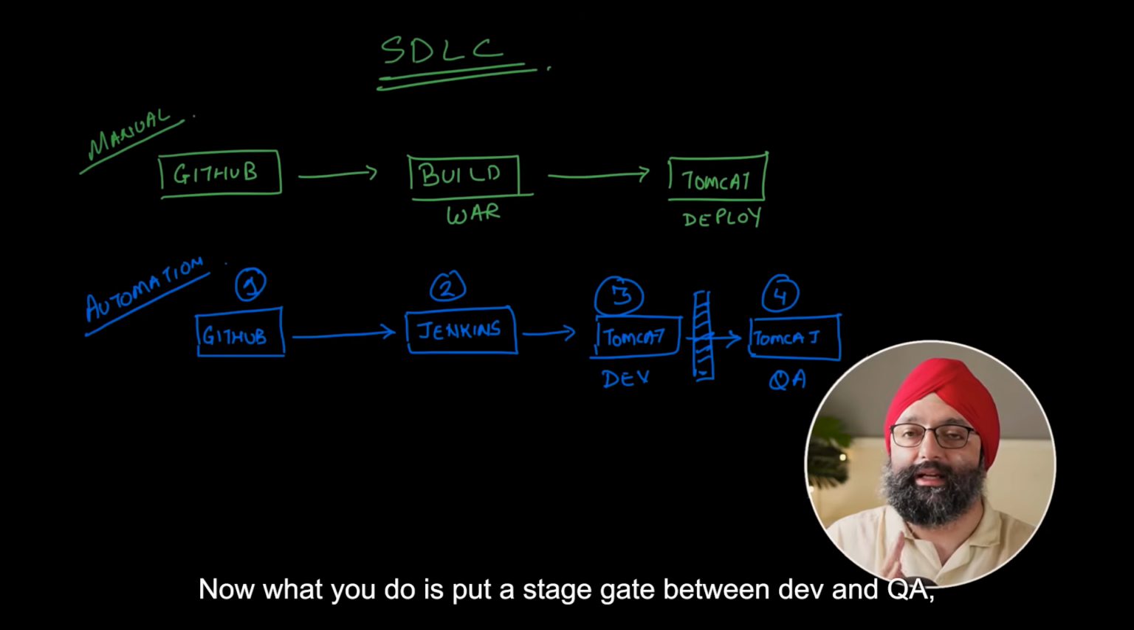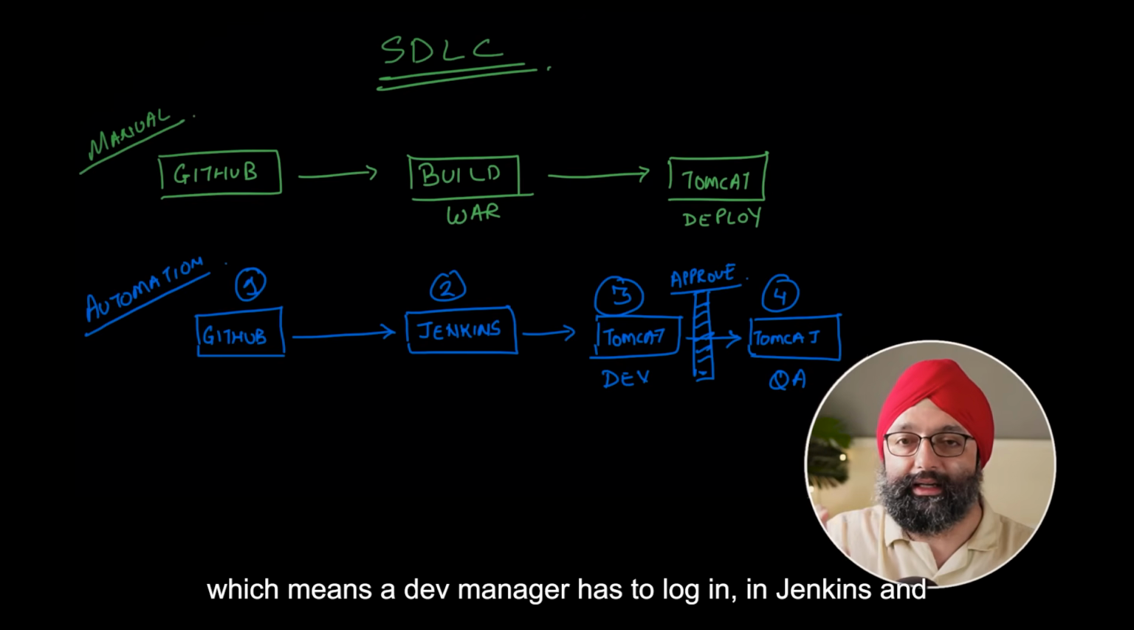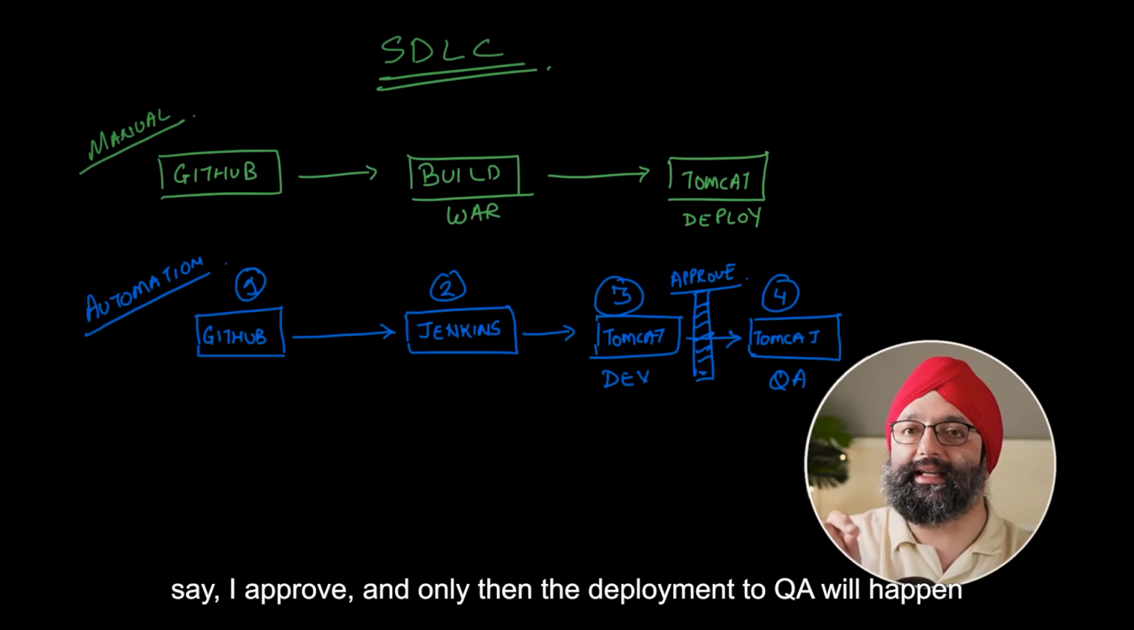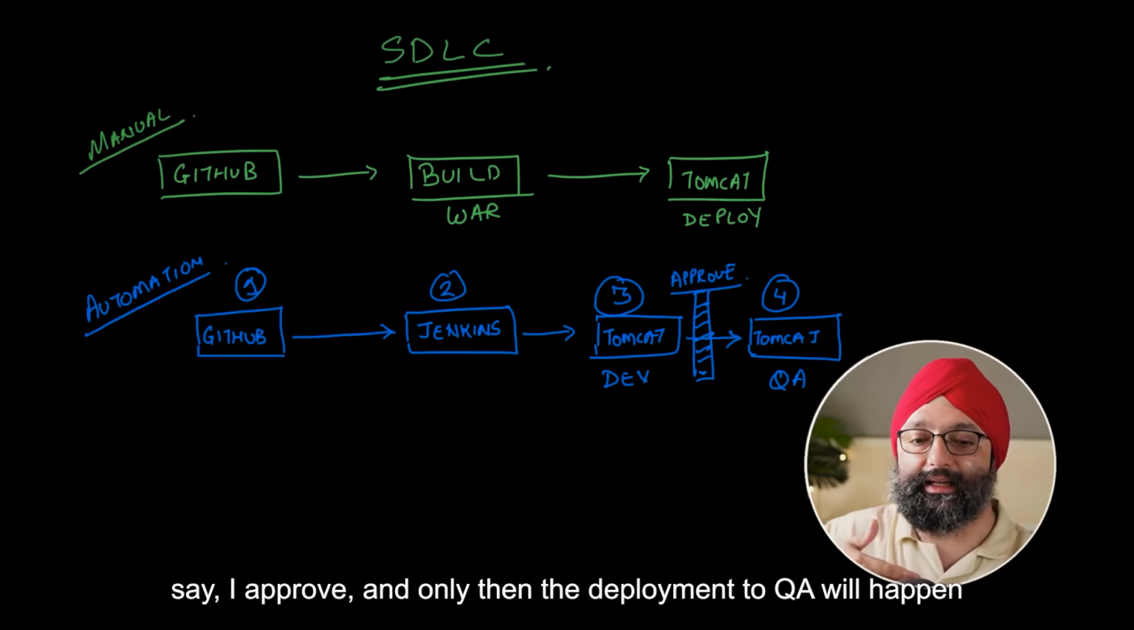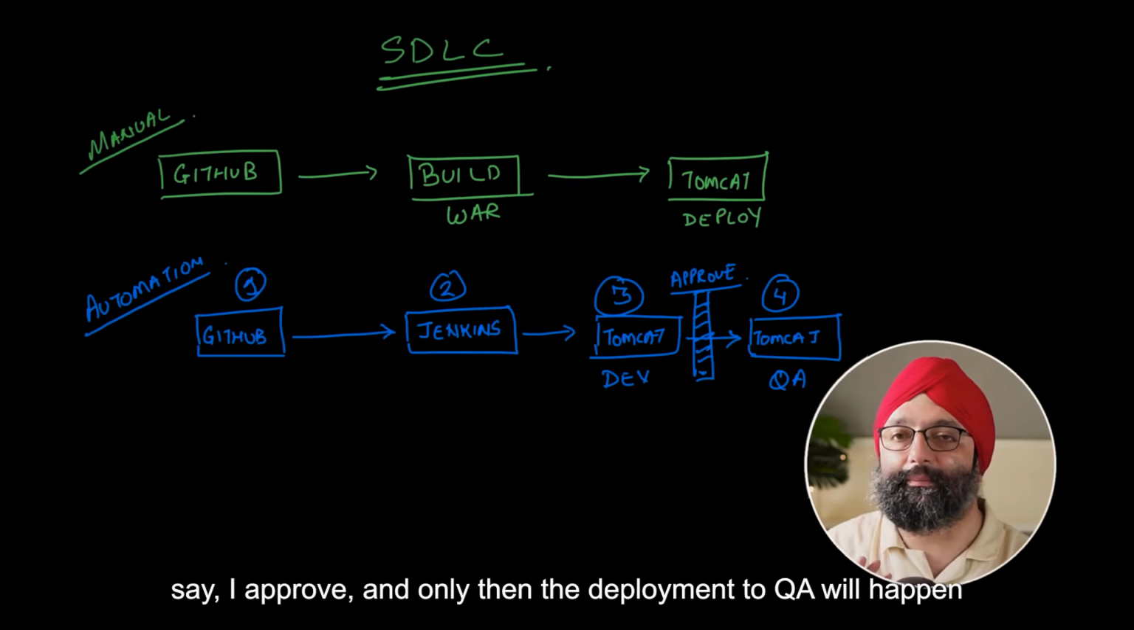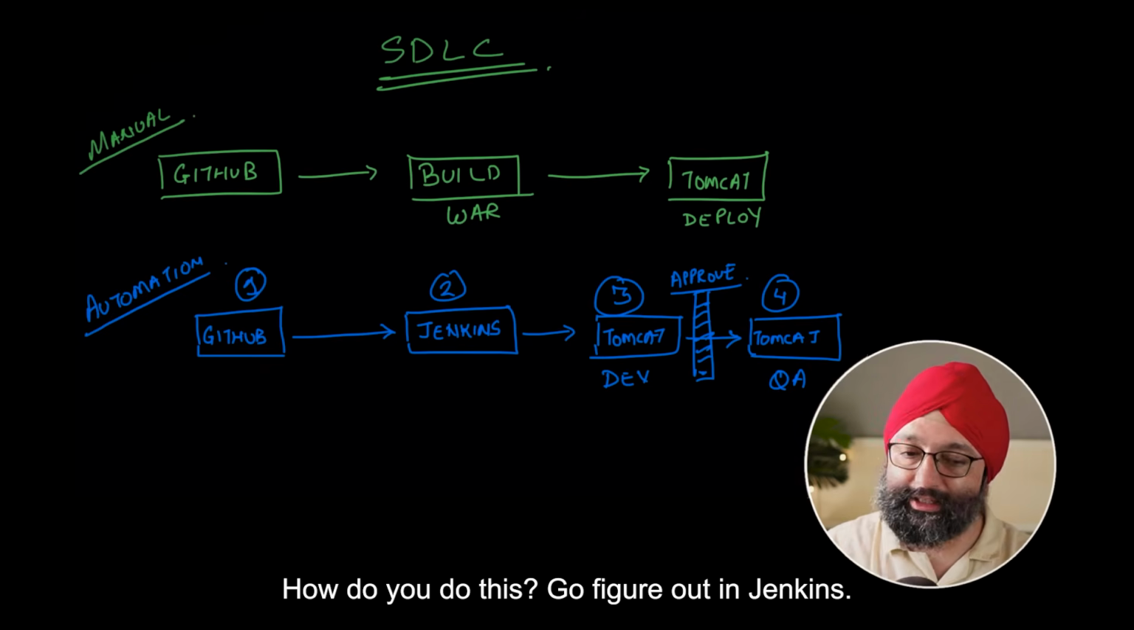Now you put a stage gate between dev and QA, which means a dev manager has to log in to Jenkins and say I approve, and only then the deployment to QA will happen. How do you do this? Go figure it out in Jenkins.